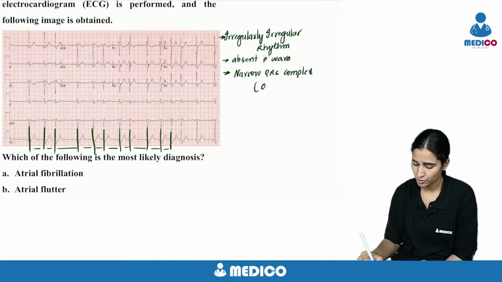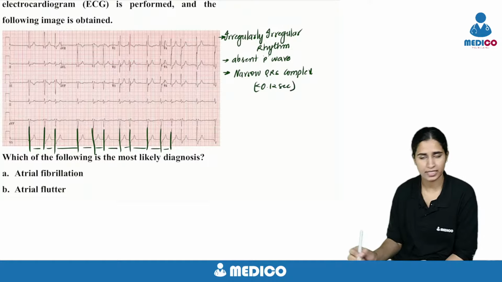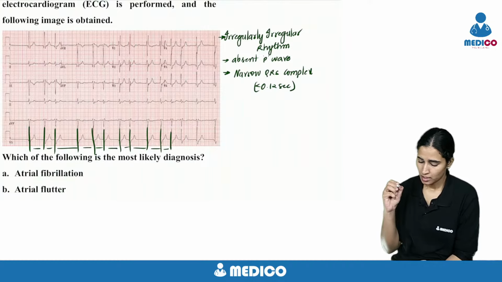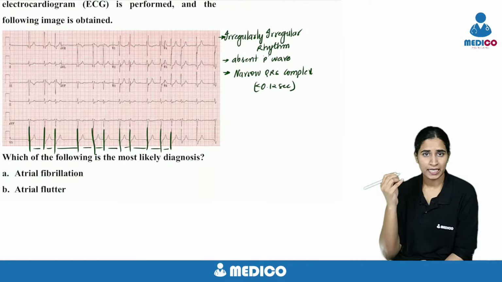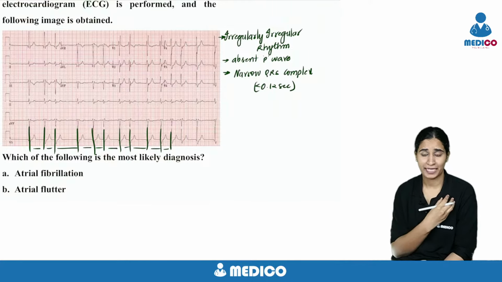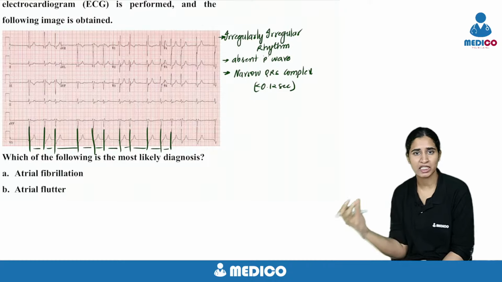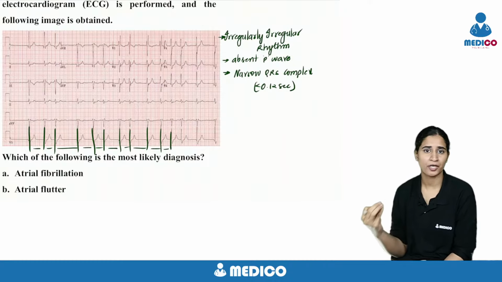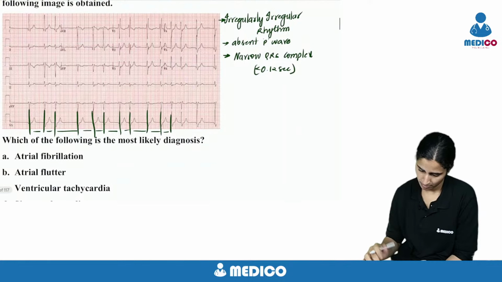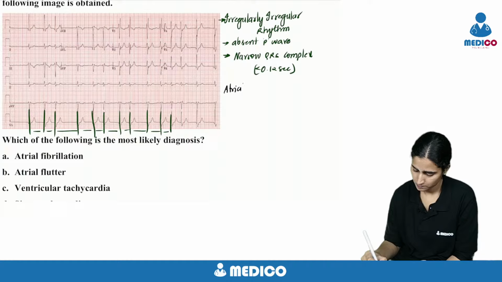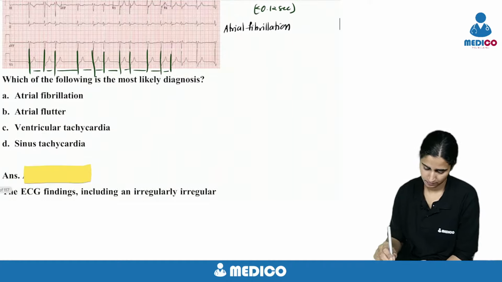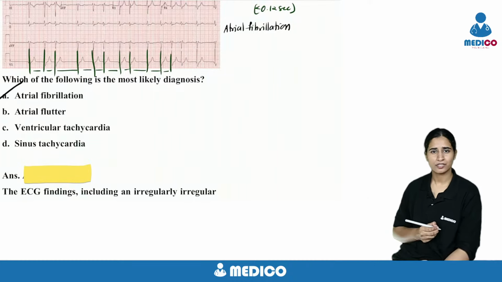What is a narrow QRS complex? Less than 0.12 seconds, so less than 3 small boxes. So supraventricular origin arrhythmia, that is, the origin is from the atria. So an arrhythmia coming from atria with absent P waves and irregular rhythm, what is that? It's nothing but your atrial fibrillation. The answer is atrial fibrillation.